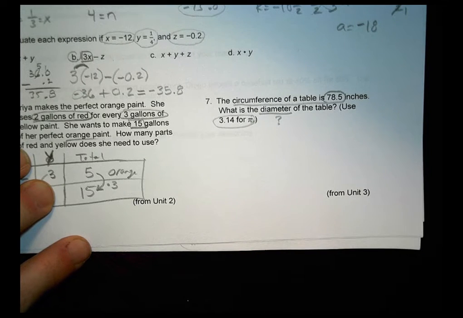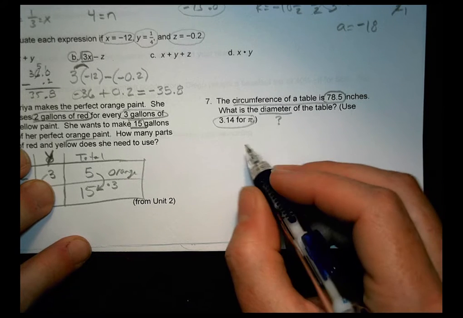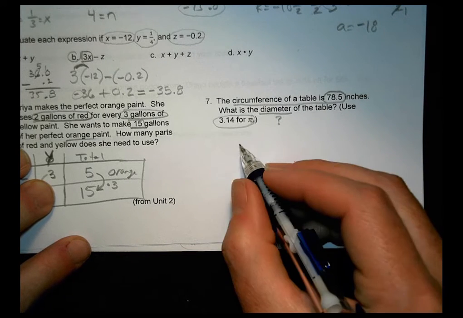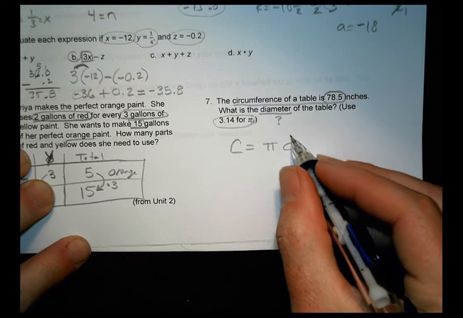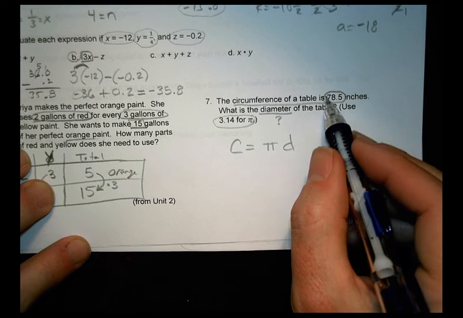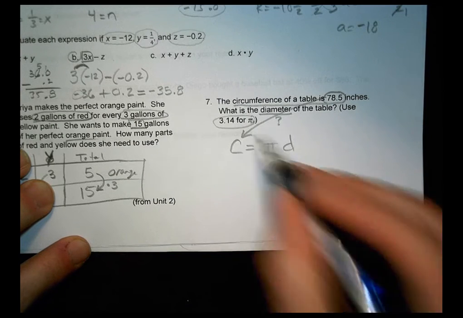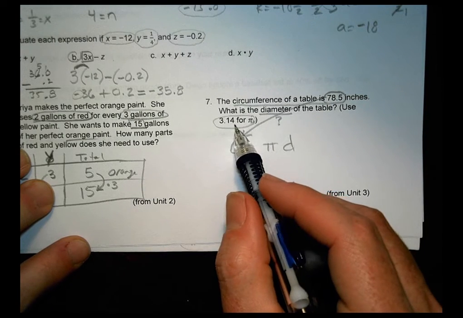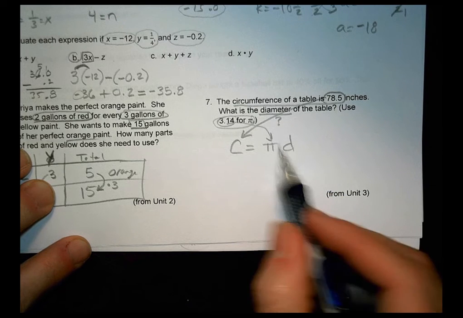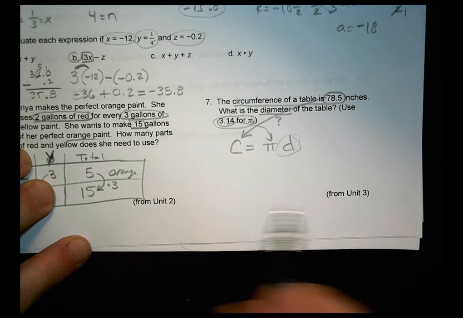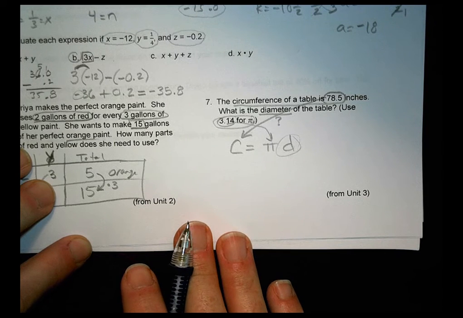So to solve this, you need to remember what the formula for circumference is. Circumference is equal to pi times the diameter. We're given the circumference, so we could plug that number in there. You're given a value for pi, 3.14. We could plug that in there, and then you solve for d. Alright, so work that out and see what you get.